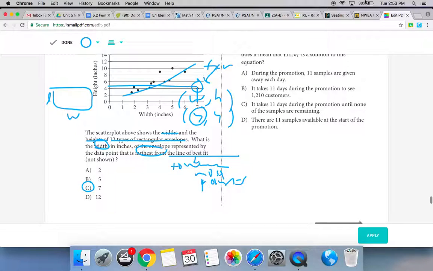So make sure you finish questions 1 through 10 at home and you're ready tomorrow because we're going to continue working on questions 11 through 20.